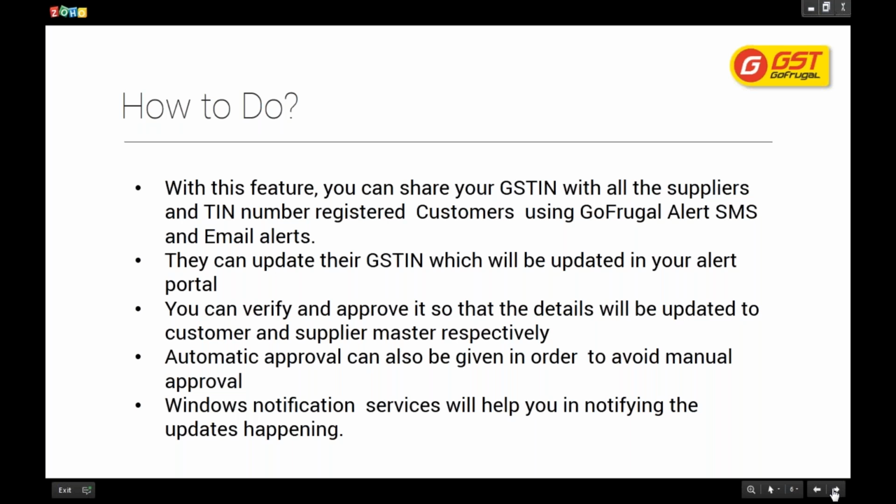Through the mail or alerts, they'll receive a message and a mail with a link, in the SMS or through email, where they can enter their details, and the same will be updated in our alerts portal. And then either manually or automatically, those details from the alert portal can be uploaded to the GoFrugal RPOS 6.5 masters with just one click.